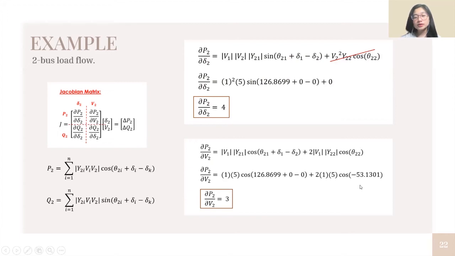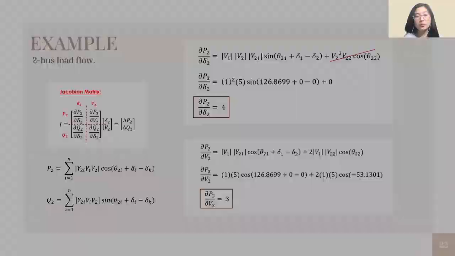So, doing the math once again, we arrive at an answer of 3. So this is our J12, which is going to be 3. So this is 4, 3. Remember this, so that later you will see that it is just inputted in our Jacobian matrix.